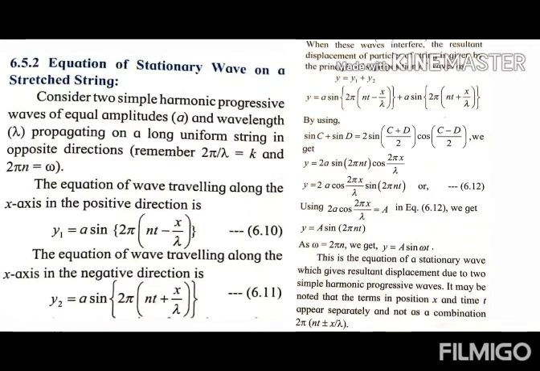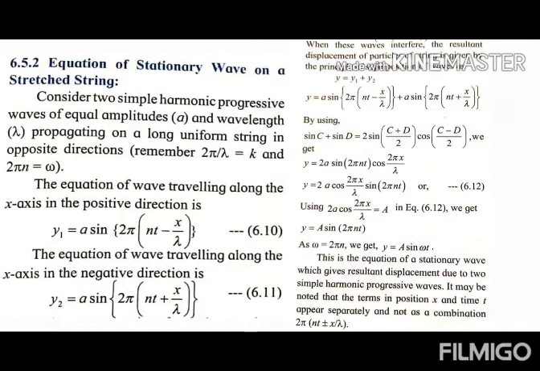Substituting equations 1 and 2 in the above equation, we may write y = a sin 2π(nt − x/λ) + a sin 2π(nt + x/λ). By using the formula sin C + sin D = 2 sin((C + D)/2) cos((C − D)/2), we get y = 2a sin 2πnt cos 2πx/λ. That is, y = 2a cos(2πx/λ) sin 2πnt.